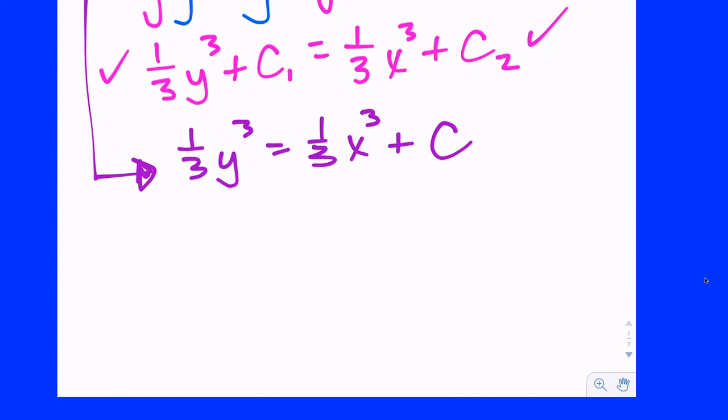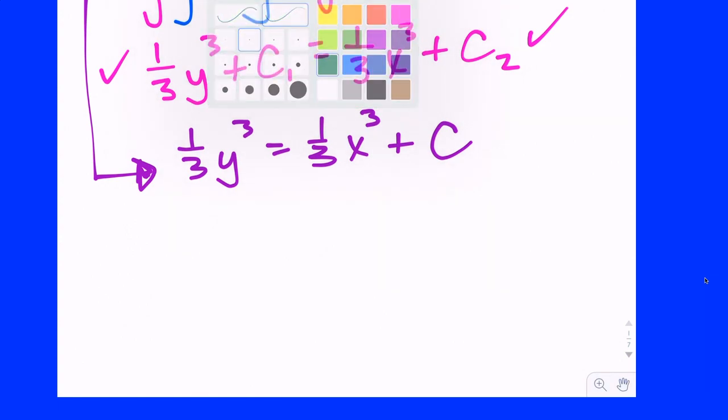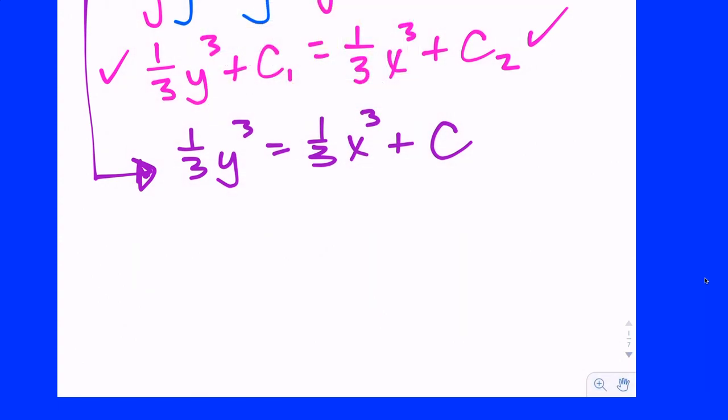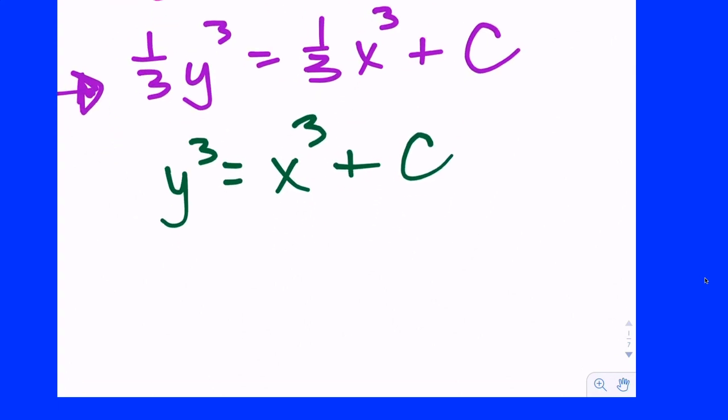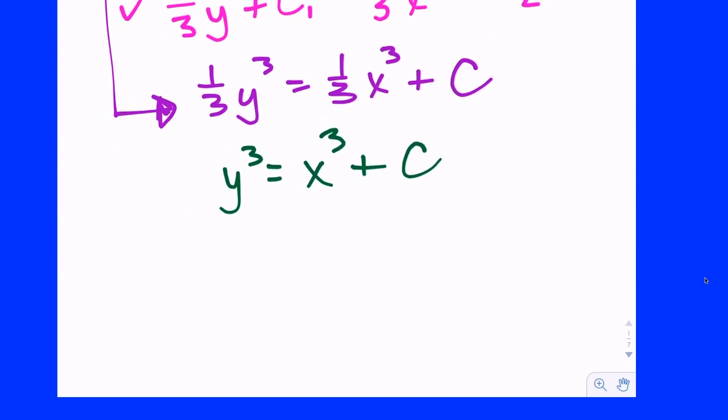What would I do next, algebraically? Yeah, multiply both sides by 3. So it's going to give me a y cubed over here. And when I distribute on the right side, I get 3 times a third, which is 1. So I get x cubed plus 3 times c. 3 times an unknown constant is another unknown constant. ShamWow c, super absorbent. It just absorbed that 3. ShamWow. Now, how do I solve for what?